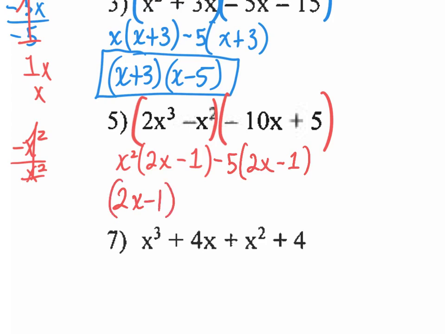And then what does that leave? I'll pull a 2x minus 1 out of here, 2x minus 1 out of here. What's left? X squared minus 5. Now again, just a quick FOIL. This is going to be 2x cubed. This is going to be negative 10x. This is going to be negative x squared. And this is going to be a positive 5. So that's good.